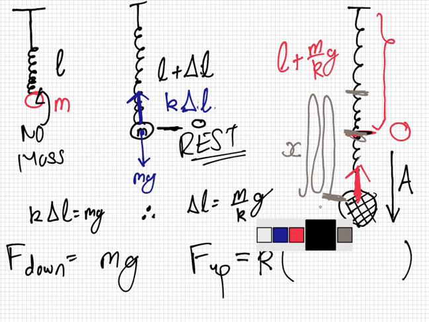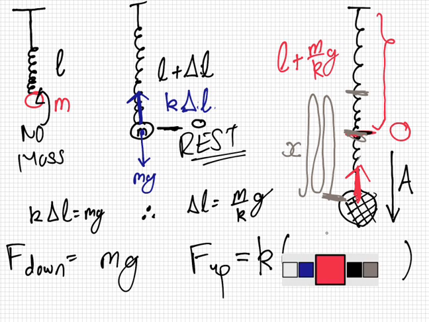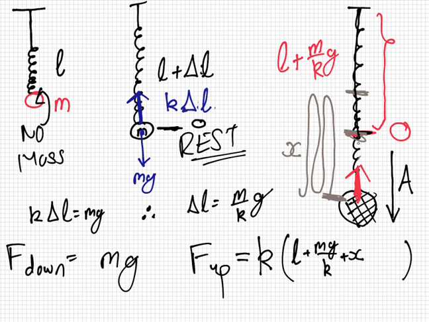So what is the length? The length is L plus mg over K plus X. Can you see why? Because it's this distance plus the X. That is the total distance, which at the beginning, as you pointed out, Joshua, is big A. Minus L. Now, who can tell me why I need the minus L there?